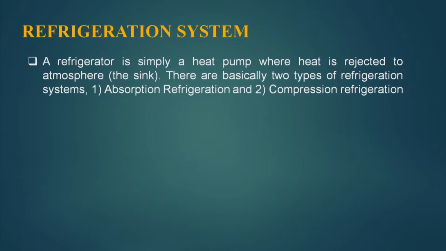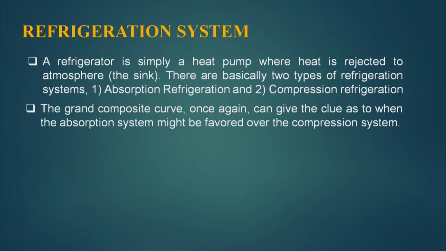A refrigerator is simply a heat pump where heat is rejected to atmosphere. If you remember the refrigerators in the houses, it takes heat from a low temperature area, that is called the evaporator, and pumps that heat to the atmosphere, which is called the condenser. There are basically two types of refrigeration system. One is called absorption refrigeration system and the other is called compression refrigeration system.